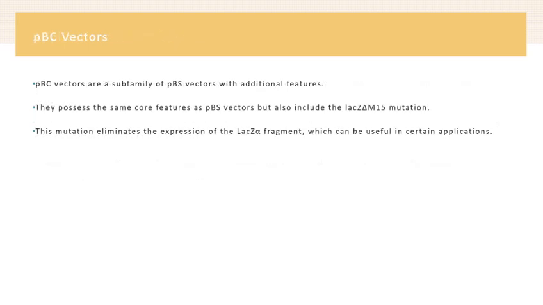PBC vectors. PBC vectors are a subfamily of PBS vectors with additional features. They possess the same core features as PBS vectors but also include the LACZ delta M15 mutation. This mutation eliminates the expression of the LACZ alpha fragment, which can be useful in certain applications.